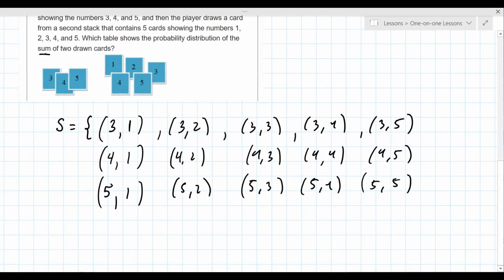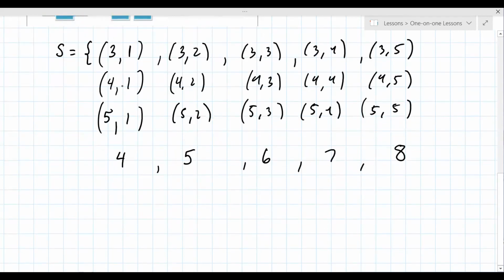Now it's asking about the sum. Okay. So we're going to write the sums down here. So what's the sum of the first one? 4. Sorry, sum, Christopher. Oh, sum. You're adding. That's what sum means. 4, 5, 6, 7, 8. Okay, and let's go to the row below it. What's the sum there? 5, 6, 7, 8, 9. And the one below it. 6, 7, 8, 9, 10.